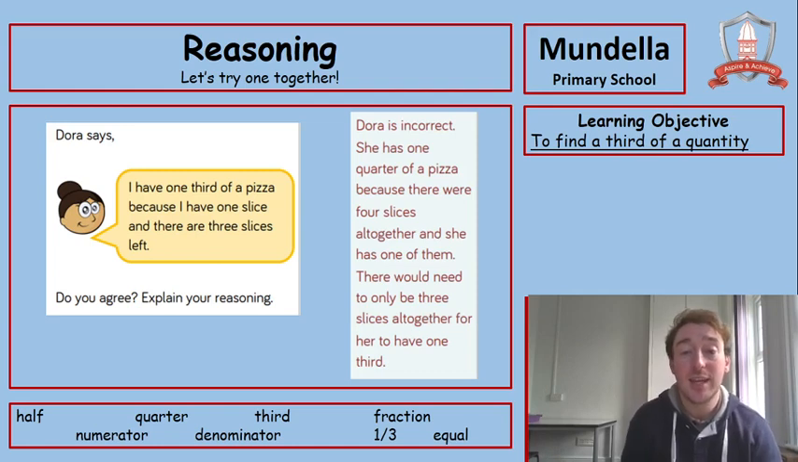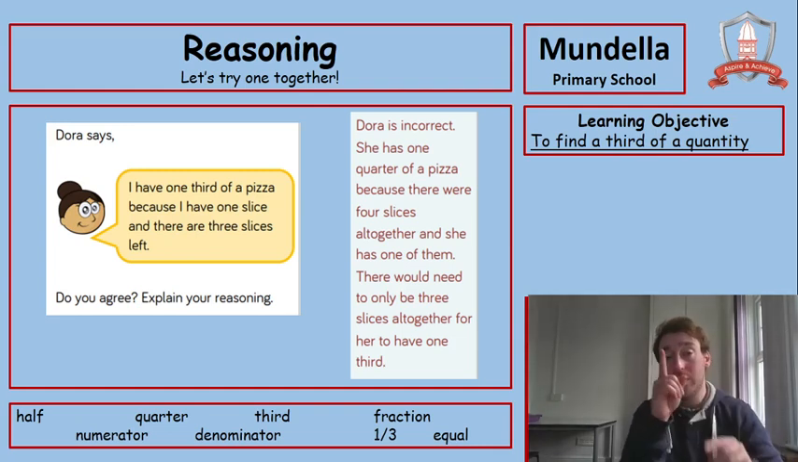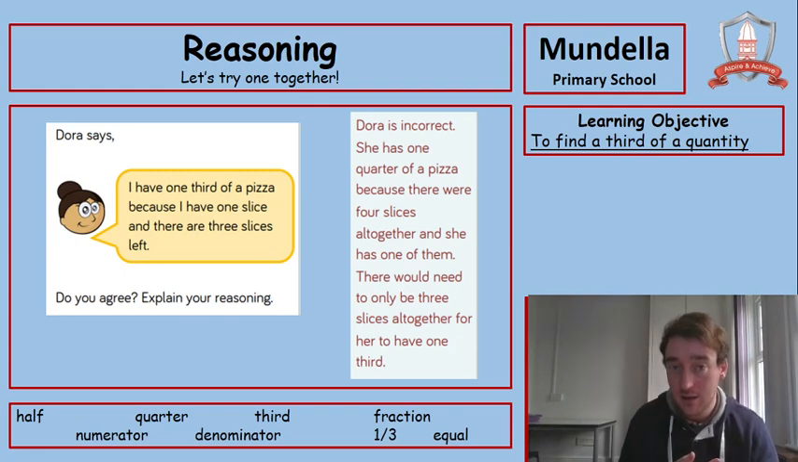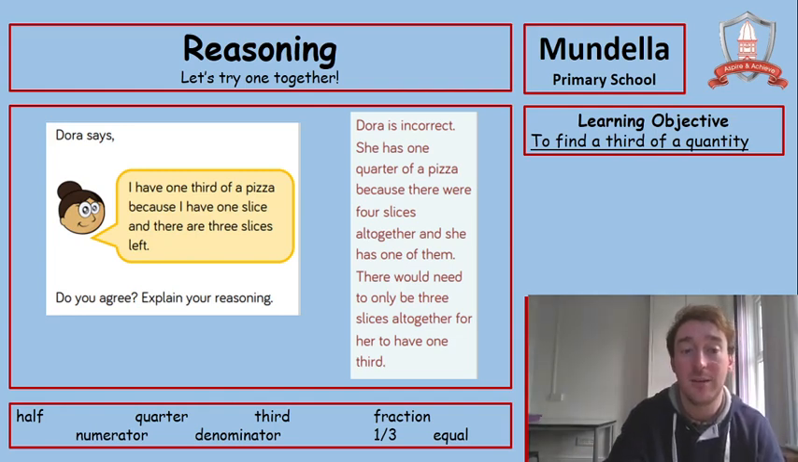Dora is incorrect. She has 1/4 of a pizza because there were 4 slices altogether, and she has one of them. So that's 1/4, which is a quarter for Dora. There would need to only be 3 slices altogether for her to have 1/3. Because remember, hers is the 1, the numerator, and the 3 is the denominator. That's the total parts. But here we've got 4 slices, so 4 is our denominator. So she's wrong.